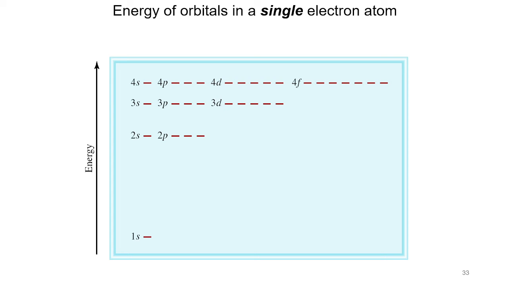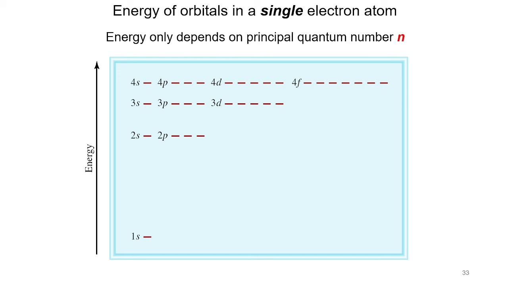energy orbitals in a single-electron atom. Energy only depends on the principal quantum number n, since we only have one electron. Meaning to say, one electron may be located here with a spin of positive, or it may be here with a spin of negative. So it depends, but it only depends on the principal quantum number.